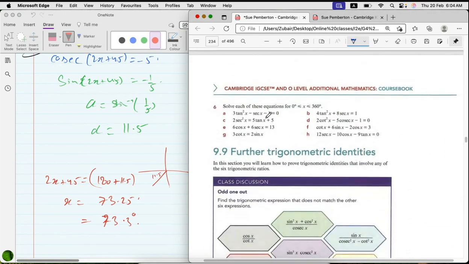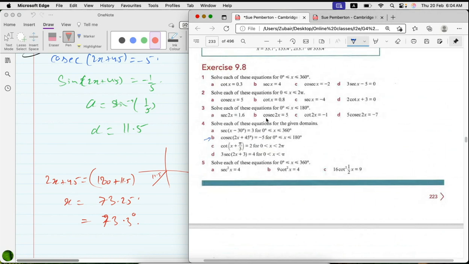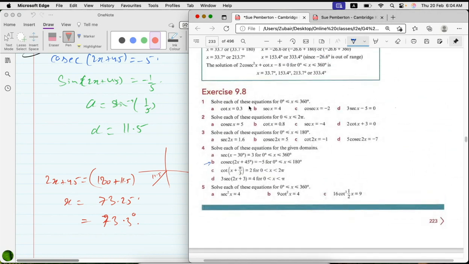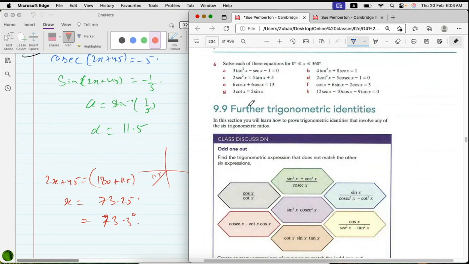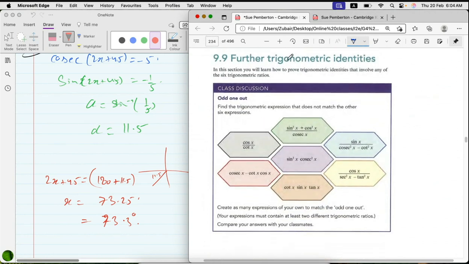Okay. So this needs to be practiced, like 9.6, 9.7, 9.8. And you have to get comfortable with these. 9.9 says further trigonometric identities. Odd one out, class discussion. Find the trigonometric expression that does not match each other. 6 expressions.